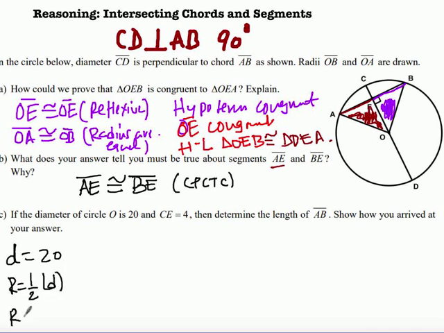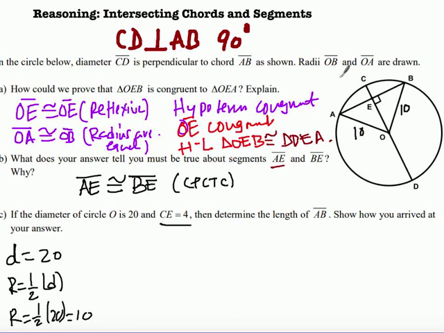So the radius will be half of 20, which is 10. The radius of the circle is 10. CE is positive 4. We have to find the length of the line segment AB. So let's put that information. We know the radius is 10. So this is the radius. O to A and O to B, these are the radius. This is 10. This is also 10.